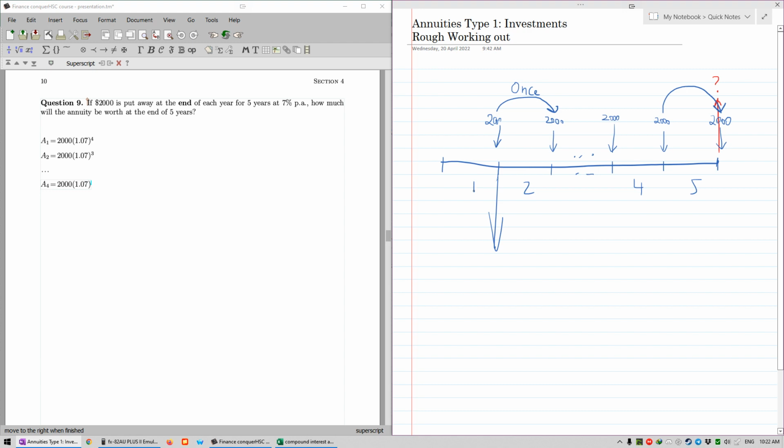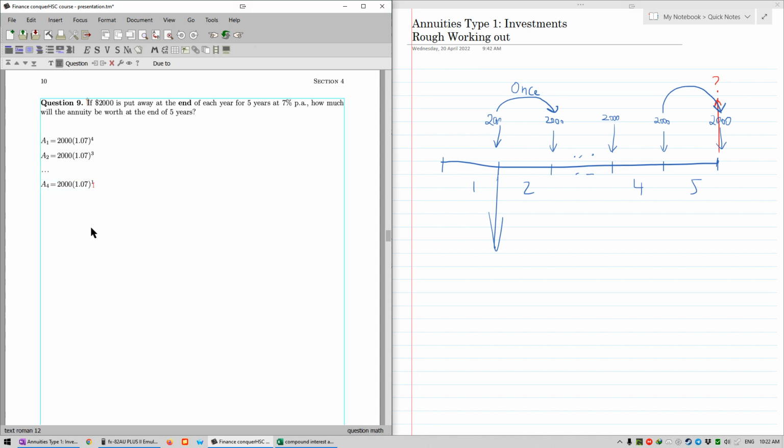The first investment was at the end of the first year. The fourth investment, end of the fourth year, spends time for 1 year in the bank. It compounds once only. And so over here, we write compounds once. And lastly, we have our last investment. This should not be a surprise.